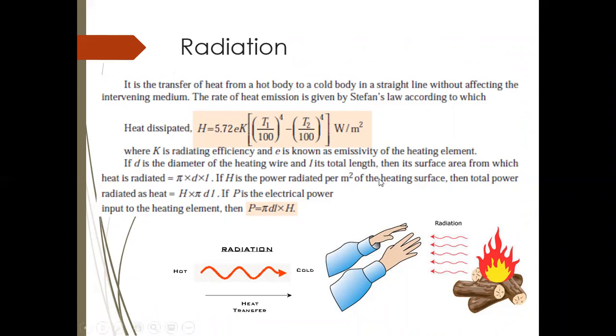If d is the diameter of the heating wire and L its total length, then its surface area from which heat is radiated will be equal to pi cross d cross L. If H is the power radiated per meter square of the heating surface, then the total power radiated as heat will be H cross pi dL. If P is the electrical power input to the heating element, then P will be equal to pi dL cross H.